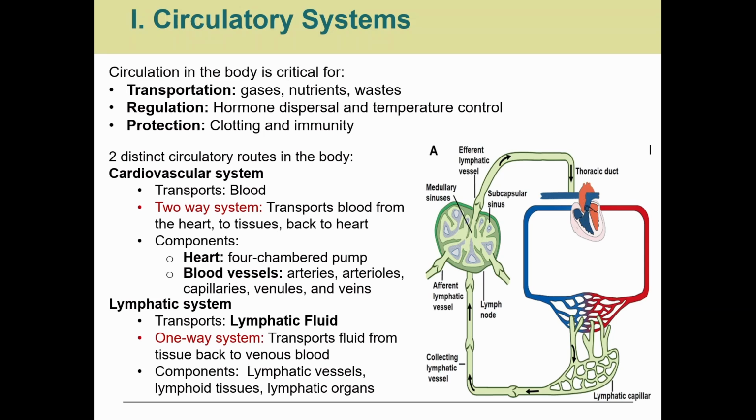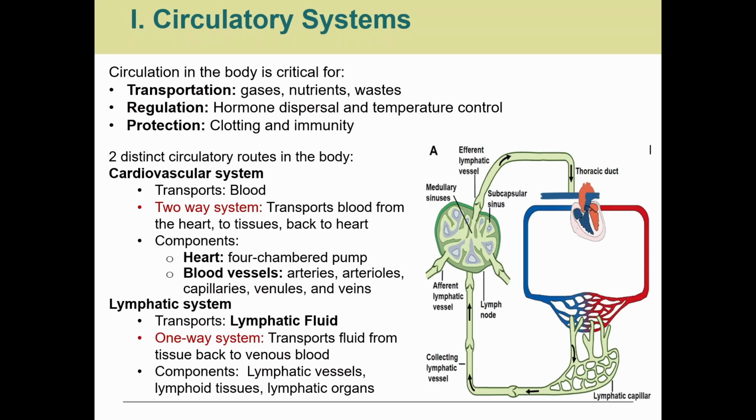So we can have hormones that are transported around for regulating body systems or organs. We also are going to distribute body heat. So temperature control is part of this as well. And then lastly, protection, both against physical harm, so like clotting, right, against the loss of blood, and immunity, some pathogenic protection as well.